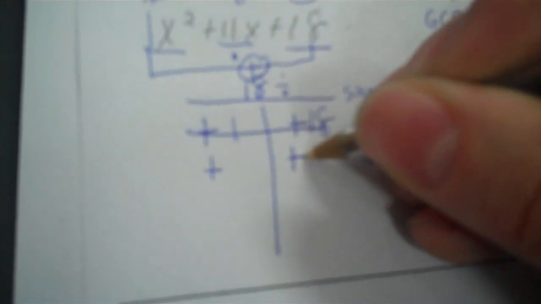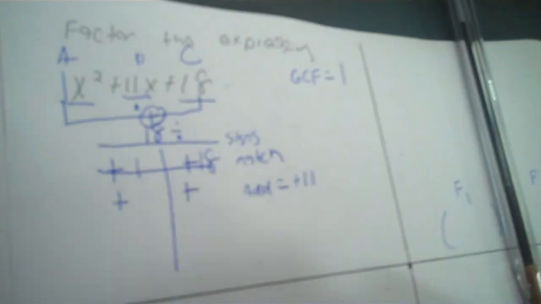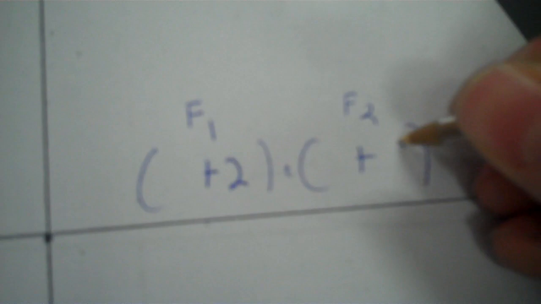Now set up the signs again. Those are set in stone. Now 2. Put 2 and put 9. Do those add to positive 11? Yes. So you know you have plus 2 and plus 9. Now the rest of the story is easy to fill out.